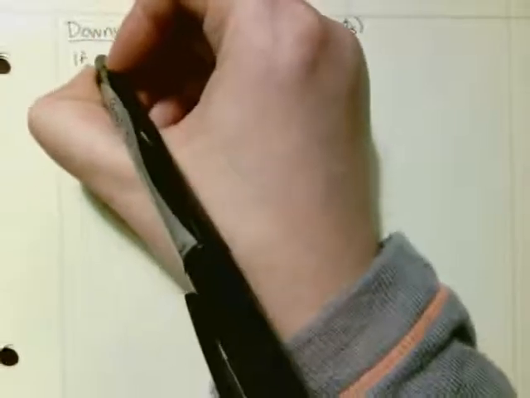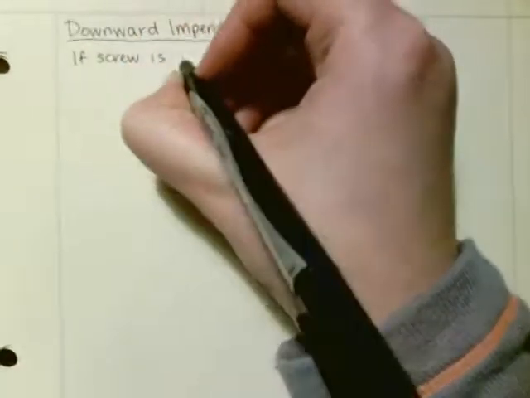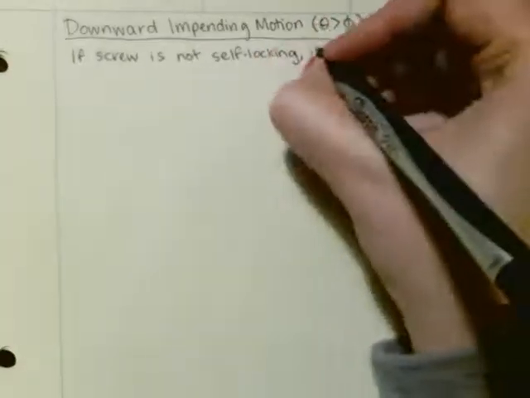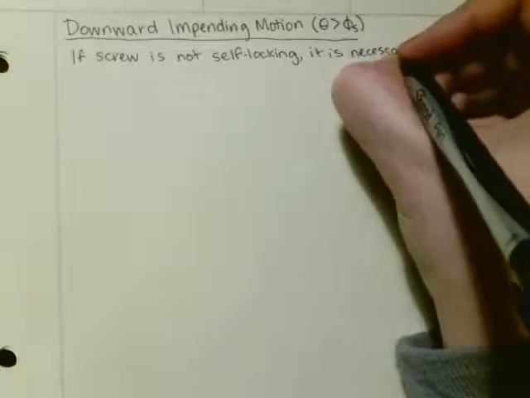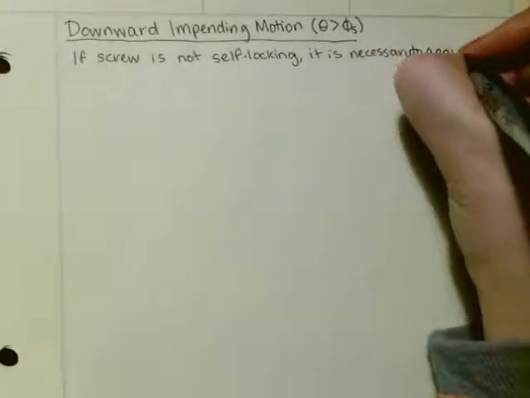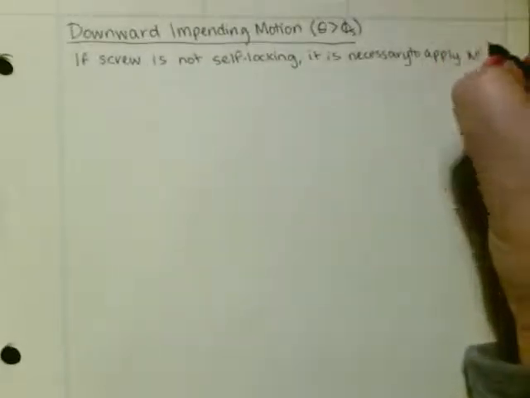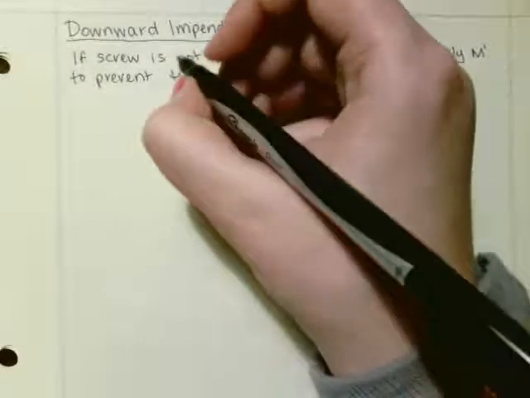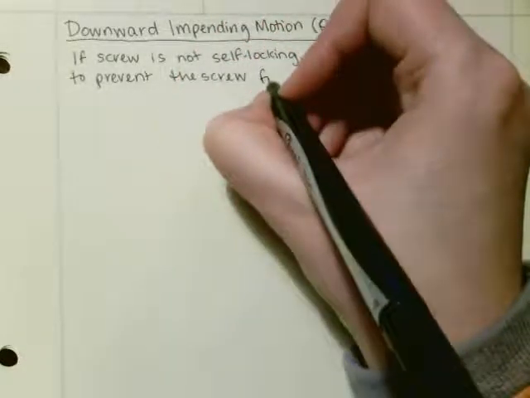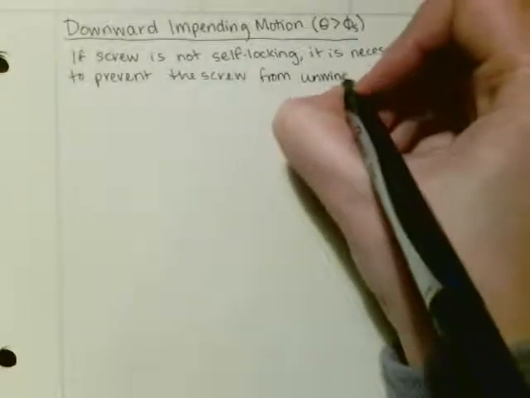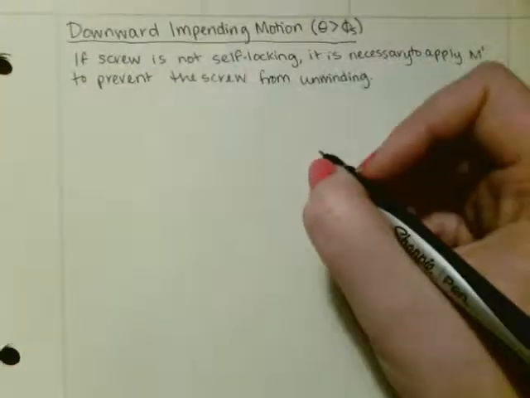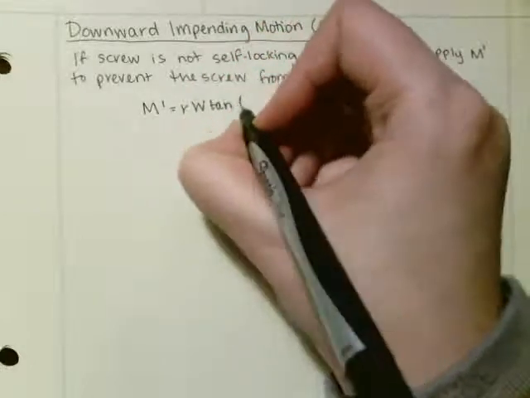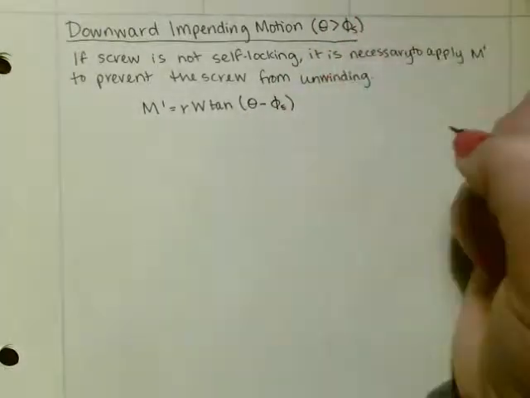So if the screw is not self-locking, it is necessary to apply M, I'm going to call it M prime, to prevent the screw from unwinding. And in that case, M prime is equal to r W tangent of theta minus phi s. Okay?